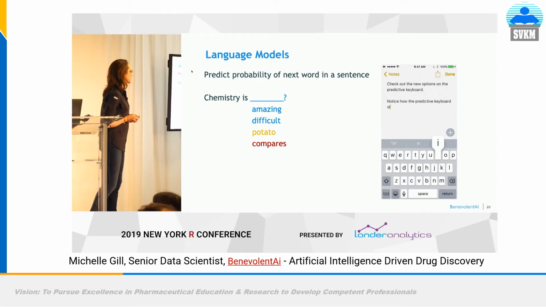So here, predict the probability of the next word in a sentence. Chemistry is amazing, difficult, potato, compare. So obviously, depending on the training or earlier data sets or probability distribution, it will choose the word difficult or something like that.